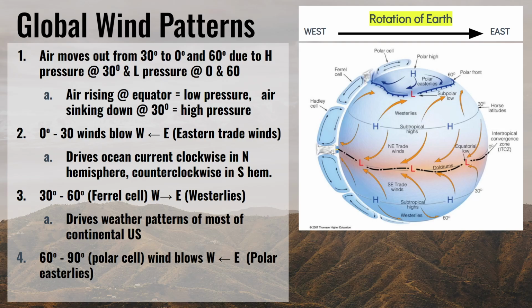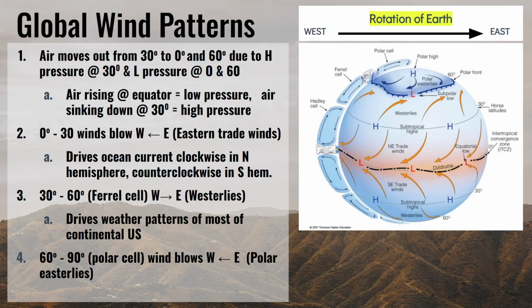Then as it sinks back down at 30, and because of this high pressure system at 30, the air is going to be moving out towards 0 and 60. And we can see that here with our low pressure at the equator, our higher pressure at 30, and then our low pressure again at 60. So we are going to get air moving out from the 30 towards the 60 and towards the equator when we look at this Hadley cell. And remember that air does not move in a straight line. It is deflected based on the direction of Earth's spin.